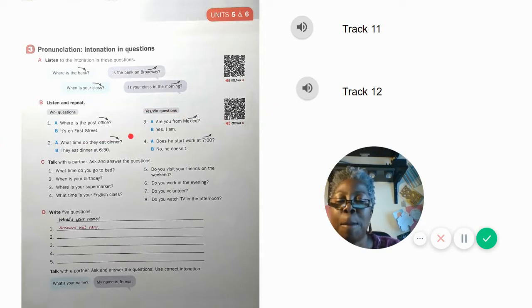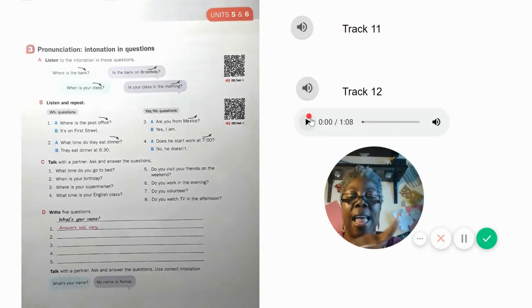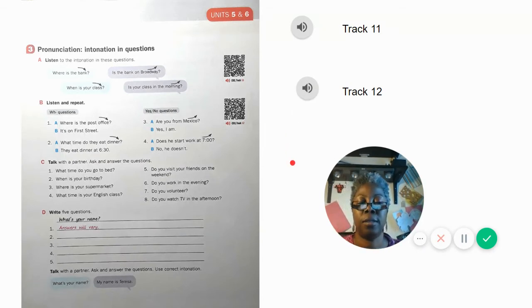for exercise B. Listen and repeat after when you hear the audio. Okay, listen and then repeat the audio. Page 83, exercise 3B.